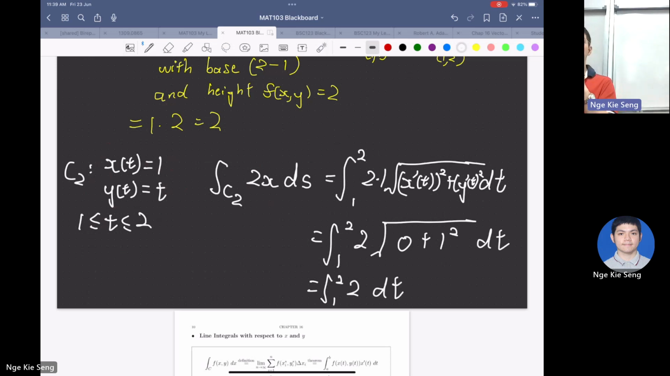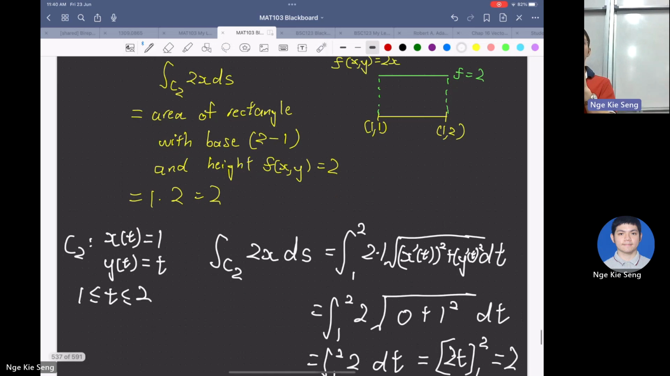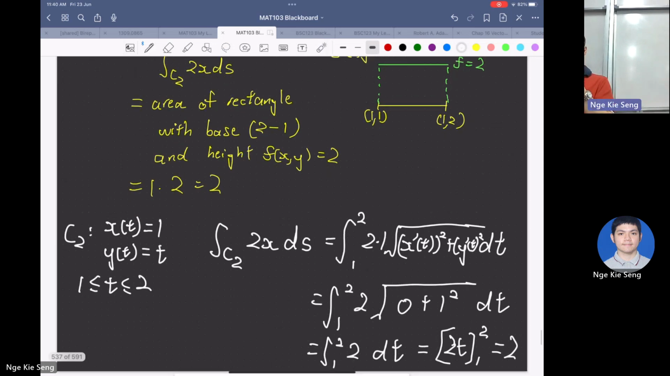So what's this? This is 2t evaluated from 1 to 2, which is 2. Same calculation, I mean, same answer, different calculation. Is that all right?